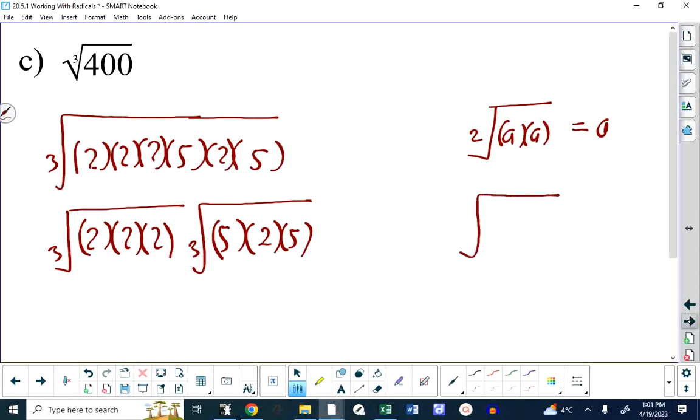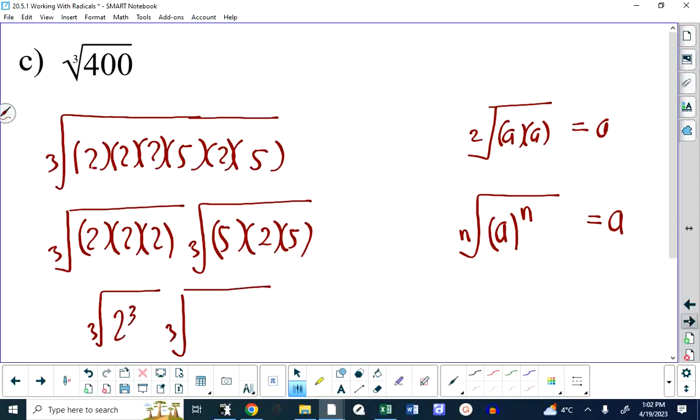The same thing is true for any root. When you take a radicand that has a factor that occurs n times, and you take the nth root, you're going to get a. You're going to get that radicand base. So, for example, this is the cube root of 2 cubed. I don't think most of us need to write this down, but we might as well multiply this out. Figure out what 2 cubed is, and then take the cube root of it.